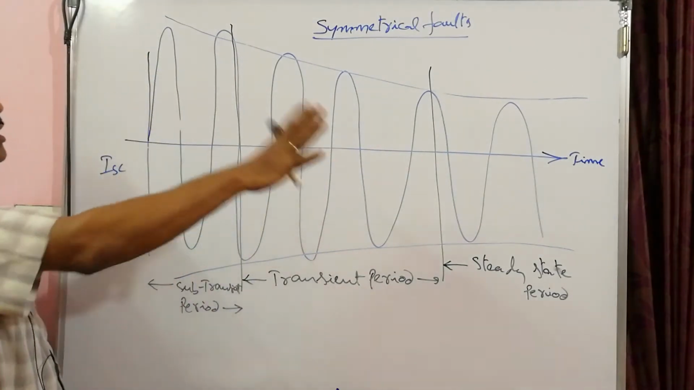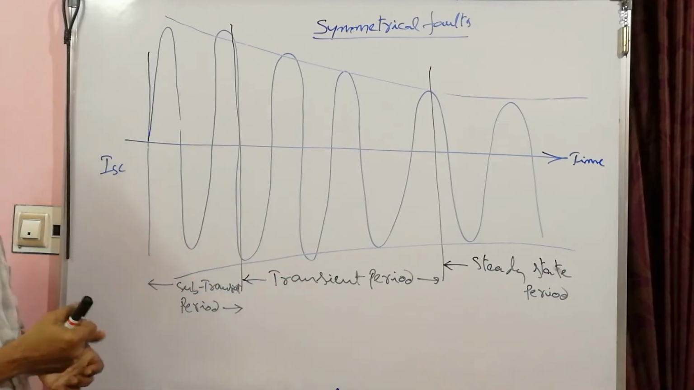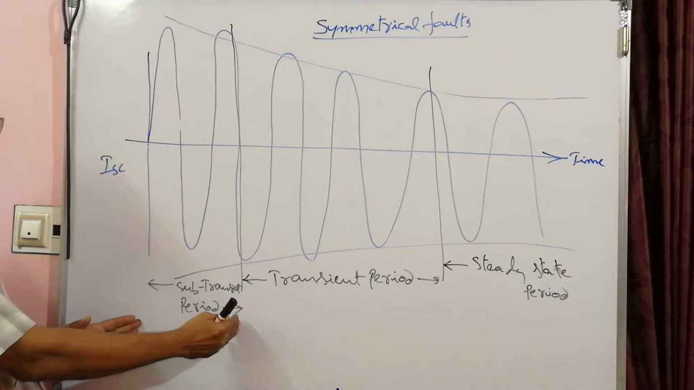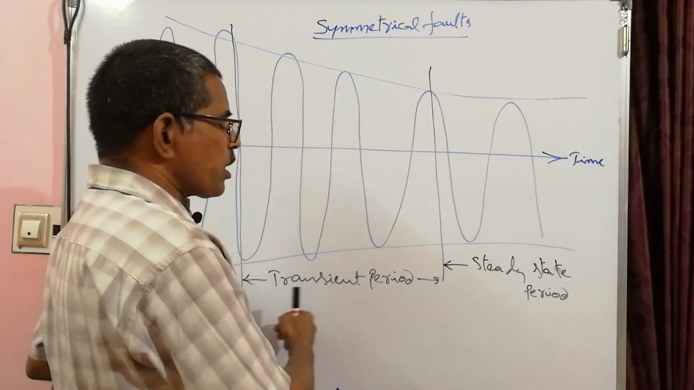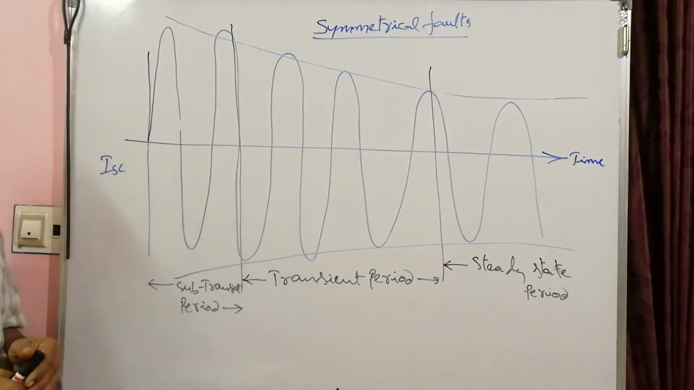So, the total asymptote of this waveform can be divided into 3 regions. The first region, from the y axis if you count, is the subtransient period, the next duration is the transient period, and finally the steady state period.